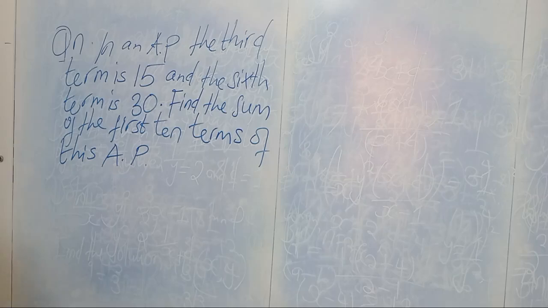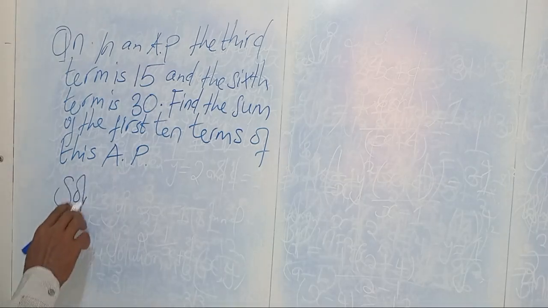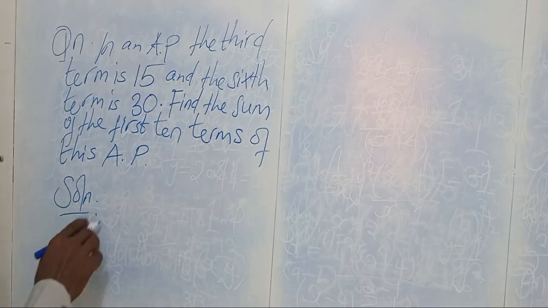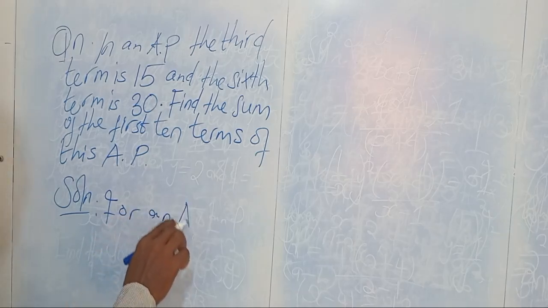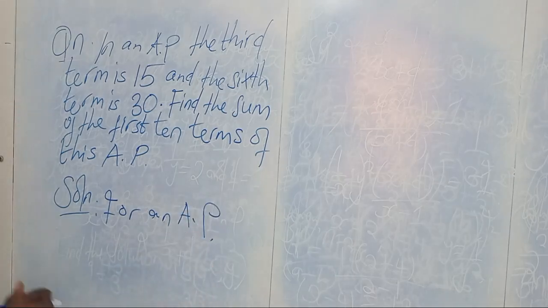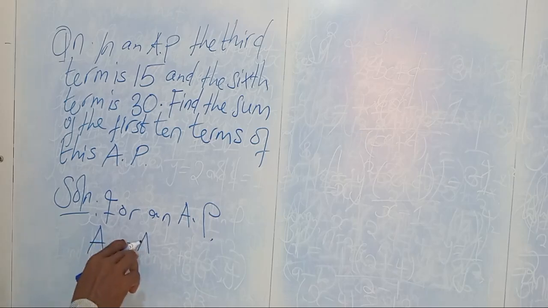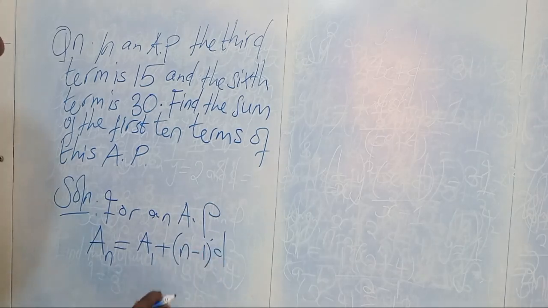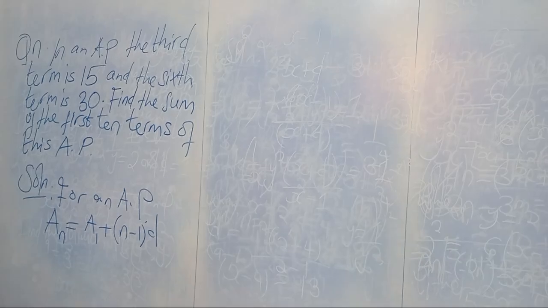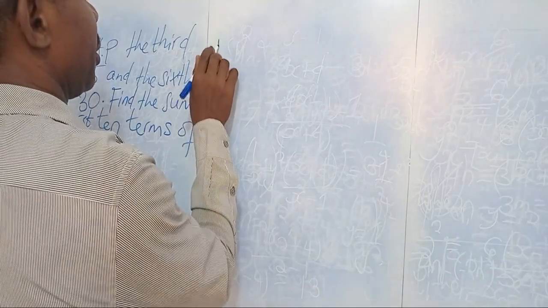Okay, here's the solution. For an AP, that is an arithmetic progression, the nth term, simplified as An, is equal to the first term A1 plus bracket n minus 1 times d. What is An?